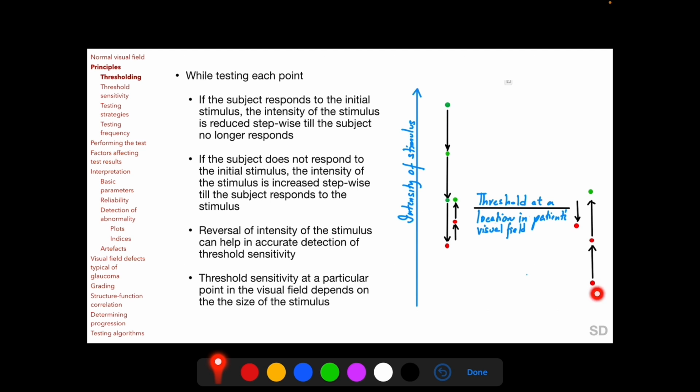Similarly, if the subject does not see the initial stimulus, the intensity of the initial stimulus is increased stepwise till the patient sees the stimulus, and then the change in intensity of the stimulus is reversed till the patient does not see the stimulus. So the stimulus intensity is recorded as the threshold intensity at this location, and from this threshold intensity the threshold sensitivity is calculated, as we shall see. Usually, the initial steps by which the stimulus intensity is changed is 4 decibels, and during the reversal, the intensity is changed by 2 decibels. So the recorded threshold sensitivity has a precision of 2 decibels.